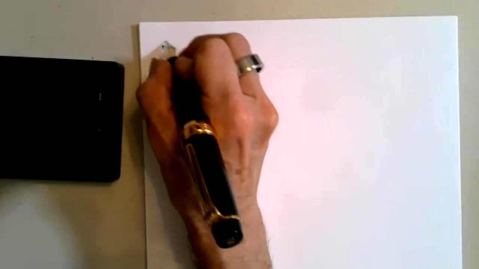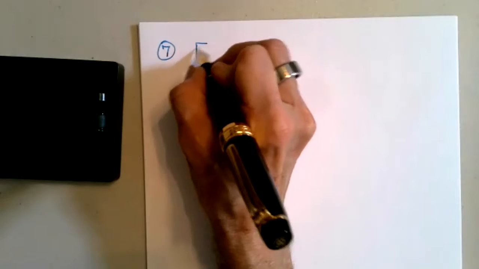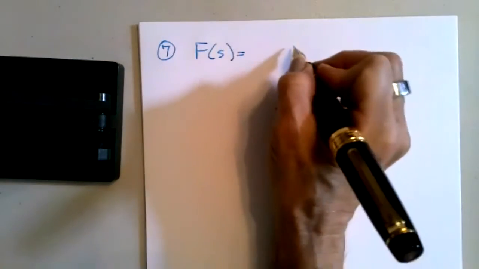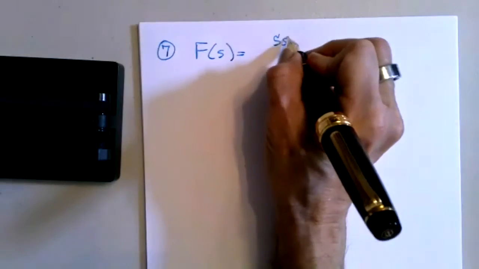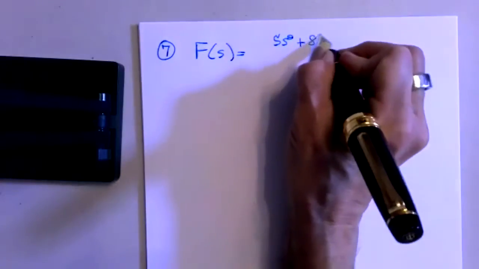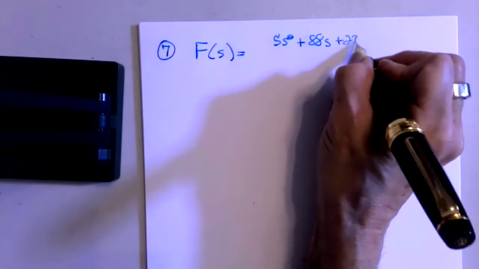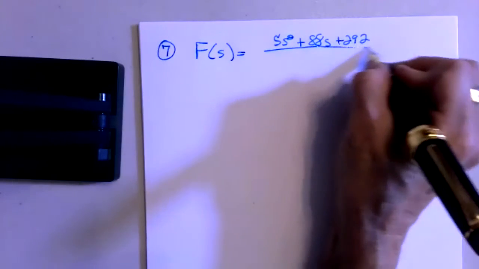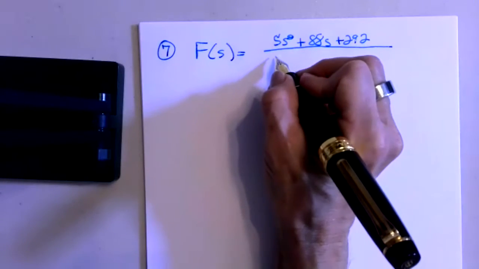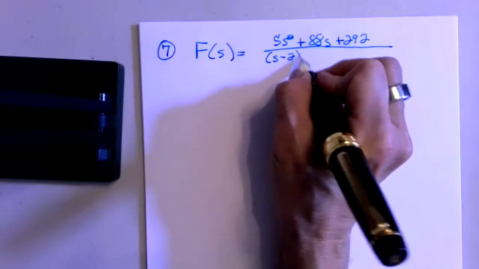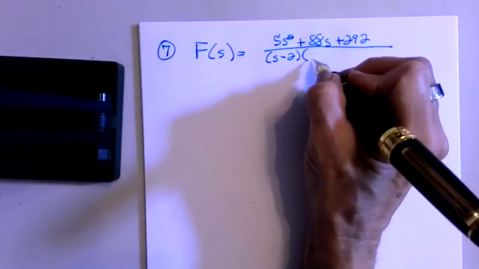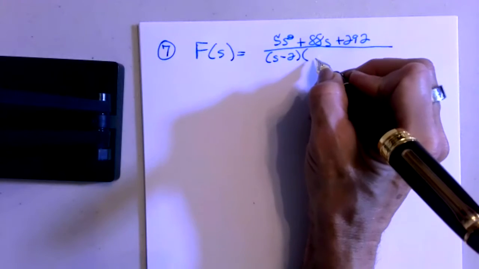These two out of the way, and let me copy it down. So for this one, capital F of s is (5s squared plus 88s plus 292) over (s minus 2) times (s squared plus 8s plus 41). Ominous looking numbers, I'll tell you.